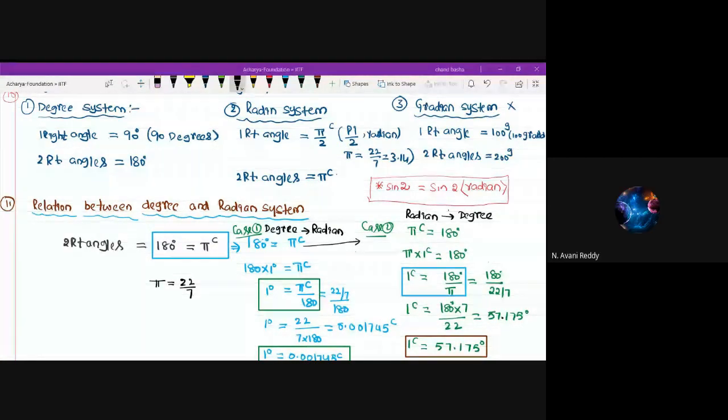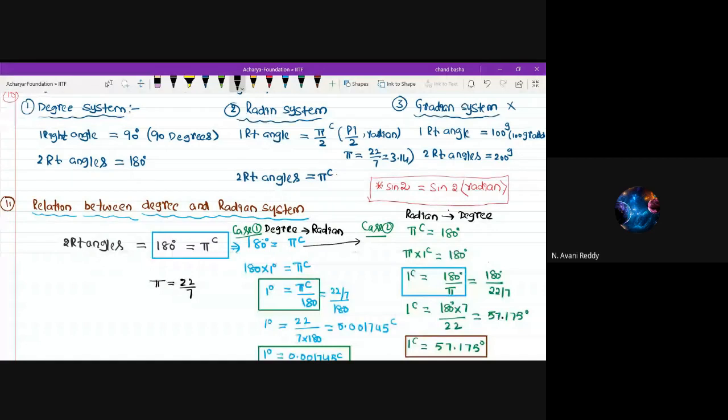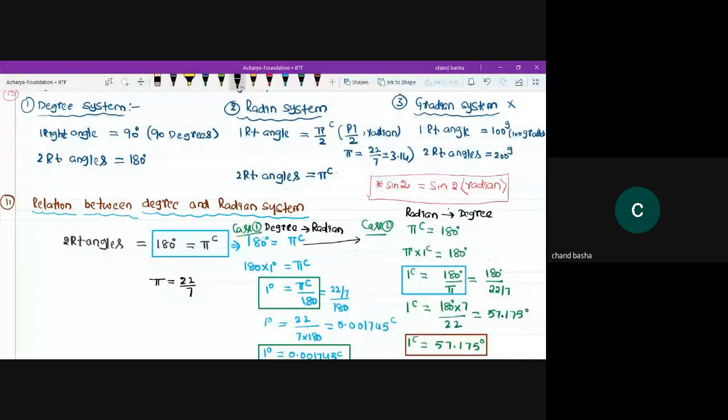Shashank. Sir, what is meant by sin 2? Yes, please. Sine 2, 2 is a value. So suppose here no unit is given to you. Actually, he has to give either the degree system or the radian system. If nothing is given to you, it means we can consider it as radian. Sine 2 radian. It is in the radian system.